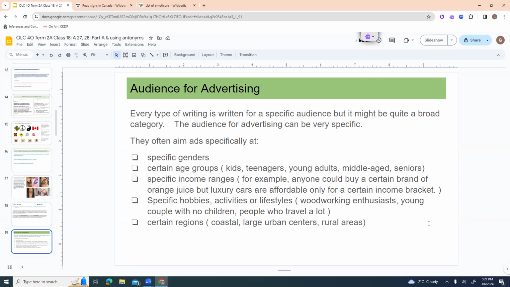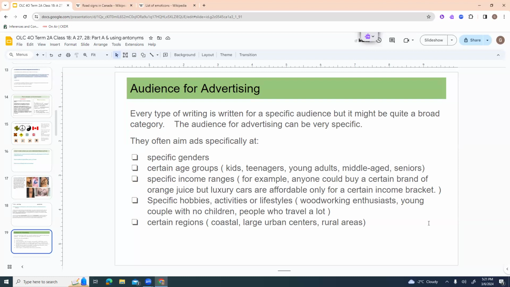Specific hobbies, activities, or lifestyles, like woodworking enthusiasts, young people with no children, people who travel a lot, right? Sometimes ads come on TV and you're like, oh, this holds no interest to me because I just don't care about traveling. Sure, but there's other people who that's what they're dying to do. And so that ad is targeted towards them.